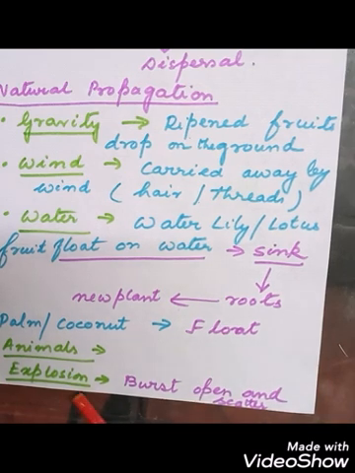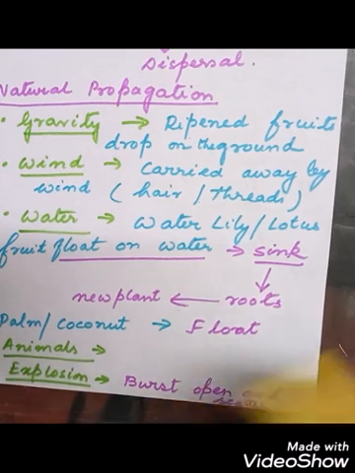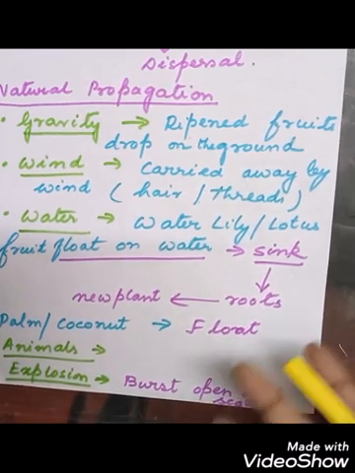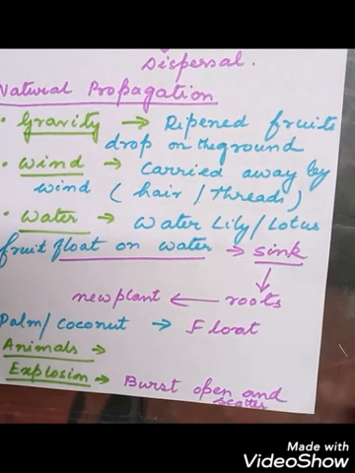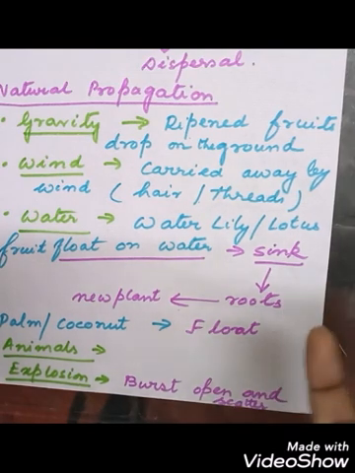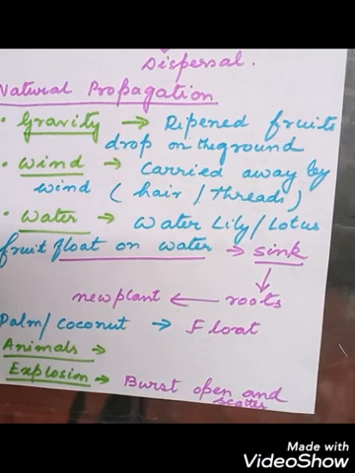And the other one is explosion, when the seeds burst open from the fruits. Some fruits like the poppy, peas, balsam, or the beans, when they are matured and ripe, burst open and the seeds scatter here and there. This method is also helpful in dispersal, because the fruit ruptures automatically and the seeds are thrown here and there in the soil, where they can develop into new plants.